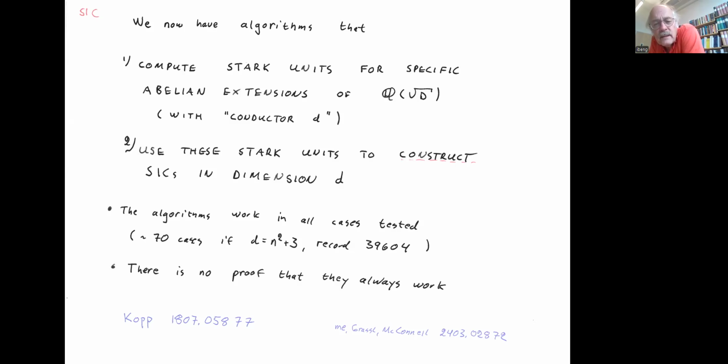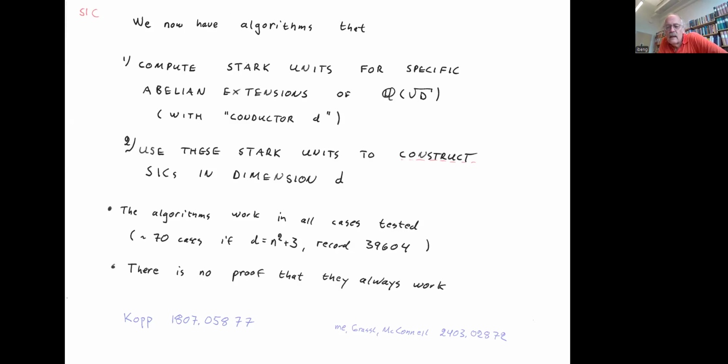The record dimension that we reached is 39,604, which is very much larger than any dimension where you can possibly contemplate doing a numerical search. But we can calculate the exact SICs there, or one exact SIC. The weakness of today's position is that we have no proof whatsoever that this always works. It works when we try it, but we have no proof that it does. So we're by no means there yet. And you might say, I was saying there has been dramatic progress, and I'm describing 25 years of work, and we haven't solved the problem, so how can I call that dramatic? Well, this should be compared to the amount of time the number theorists have been occupied with the background problem of describing these fields. They haven't succeeded in 150 years. So I think this is quite dramatic.